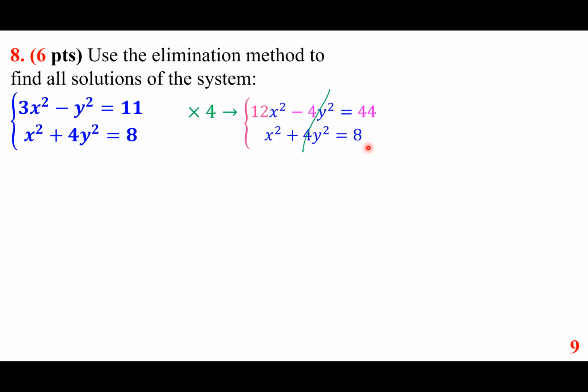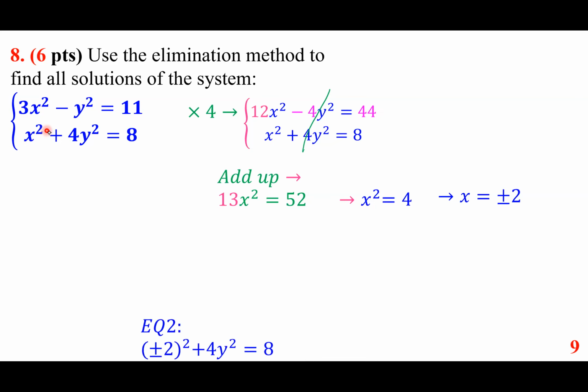We get 13 squared. 13x squared equals 52. Divide by 13, x squared becomes 4. Therefore, x is plus minus 2. Now we use either equation 1 or 2. Perhaps 2 is easier. So if I replace it with 2 or negative 2, it makes no difference. When I square it, I get the same number, namely 4.